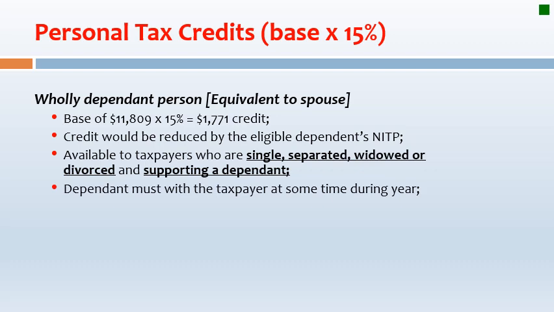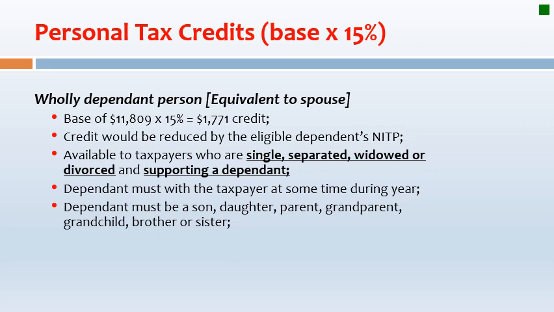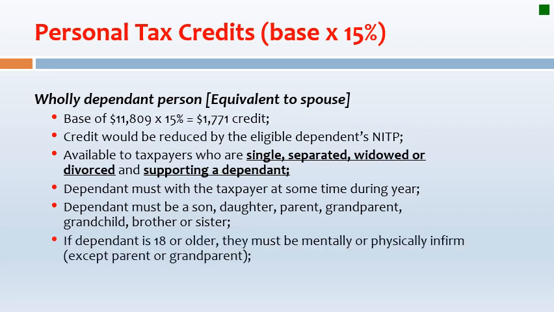The dependent has to live with the taxpayer at some point during the year. The dependent has to be either a son or a daughter, a child of the taxpayer, parent, grandparent, grandchild, brother, or sister. And if the dependent is 18 years or older, they have to be mentally or physically infirm. This doesn't apply to a parent or grandparent. You are eligible to receive the wholly dependent person credit for a parent or grandparent if you are supporting them, as long as they're not earning a lot of net income.